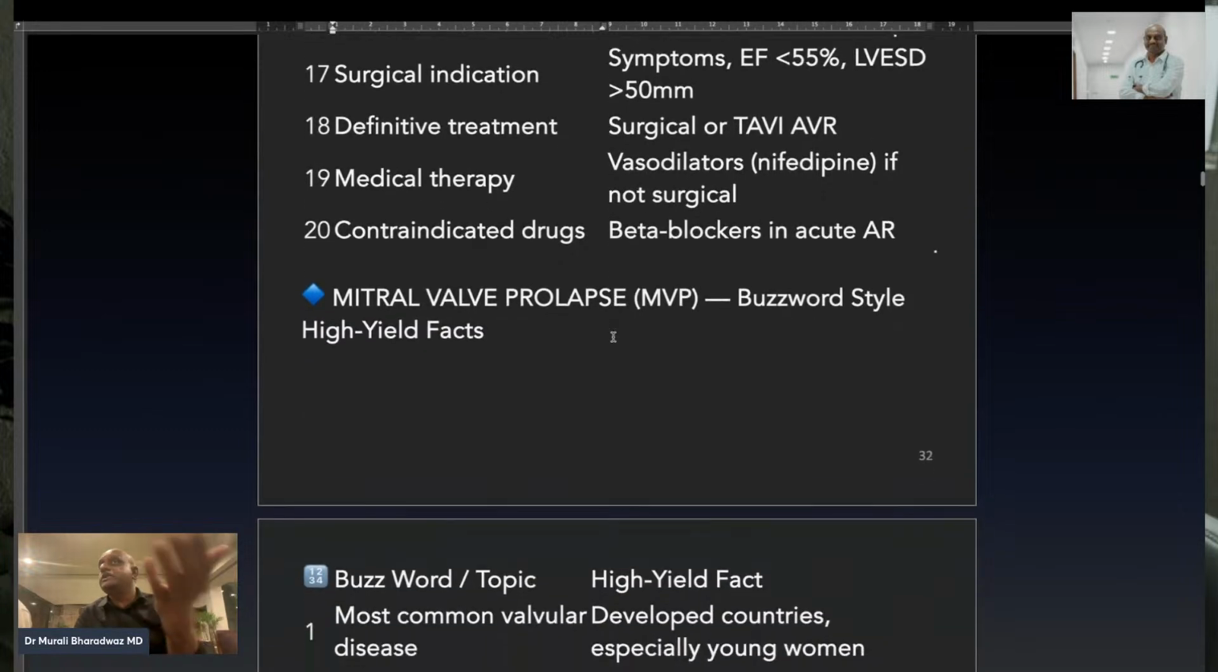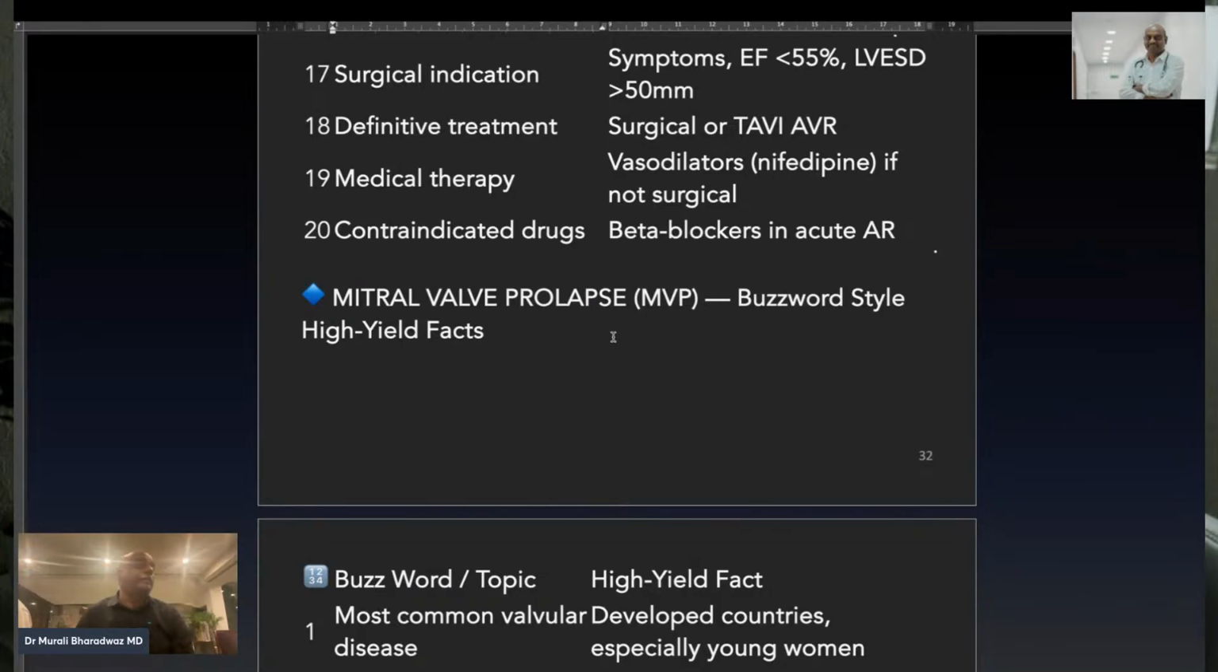So definitive treatment is surgical. You need to do TAVR. Then medical treatment: vasodilators are always indicated in regurgitation, strictly contraindicated in stenosis and HOCM. And what is contraindicated in AR?